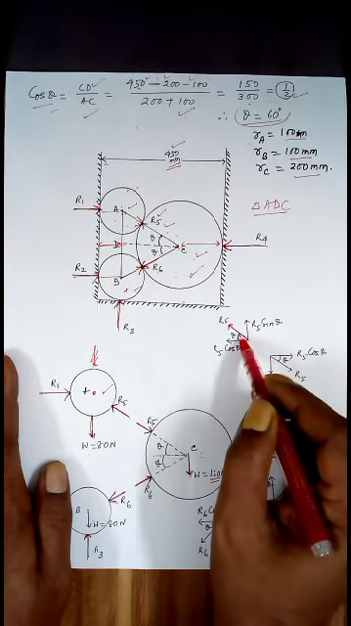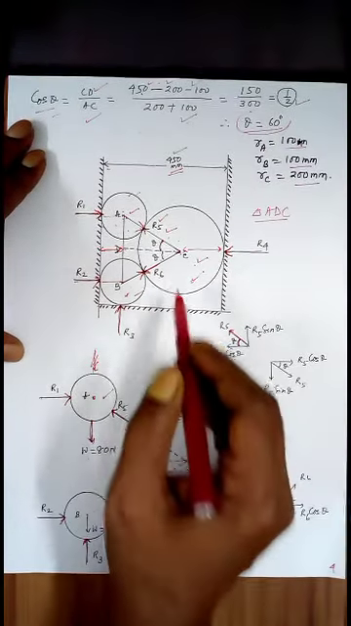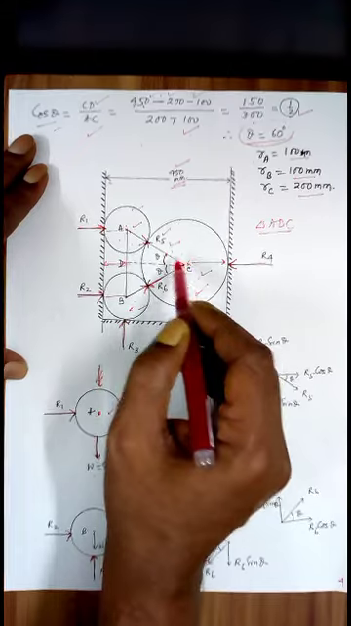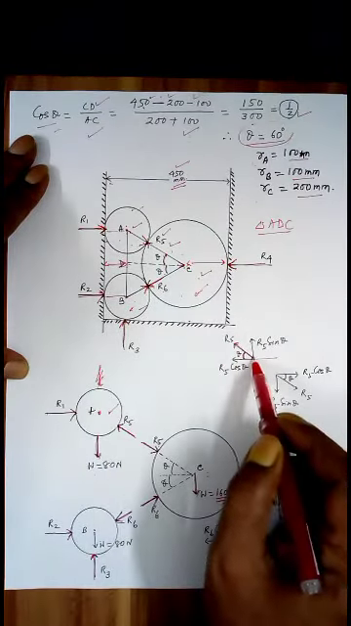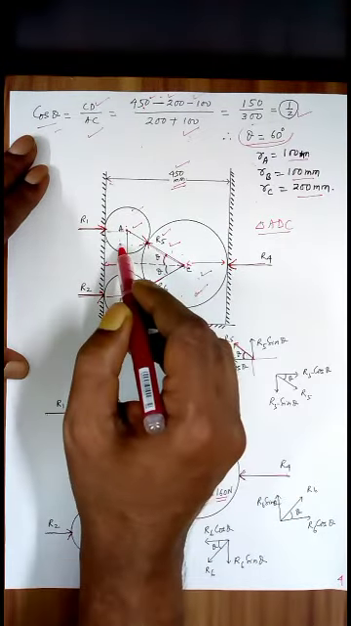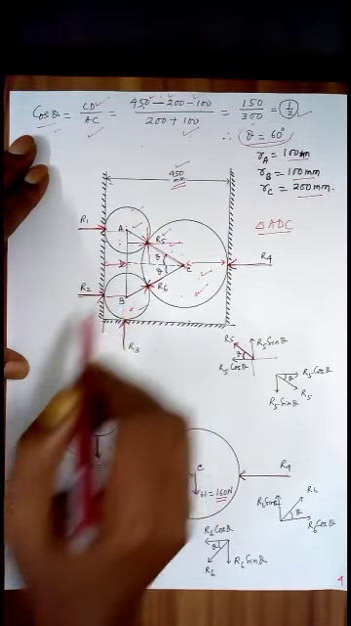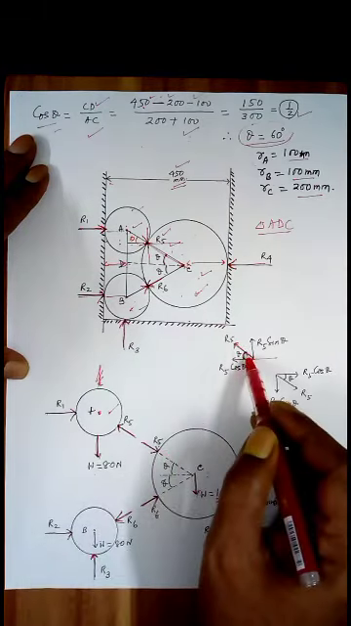Now, how this is theta is very simple. Here, this is your R5. If you draw a horizontal line like this, then this angle is theta. That is the same thing I have shown here.